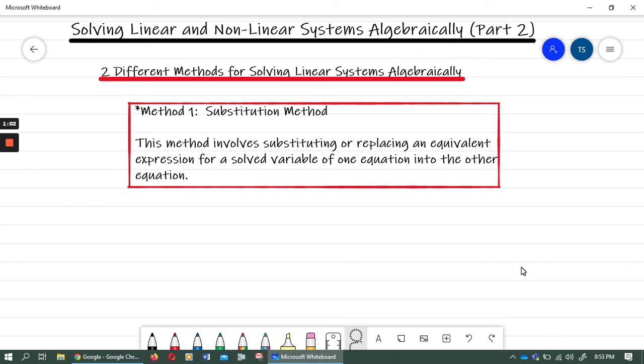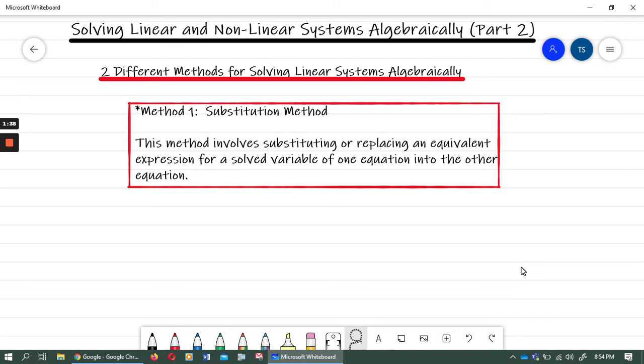So again, guys, the substitution method involves substituting or replacing an equivalent expression for a solved variable, and we put that equivalent expression into the other equation. In part 1 of this video, we went through 2 or 3 examples of using this first method that we talked about, the substitution method.